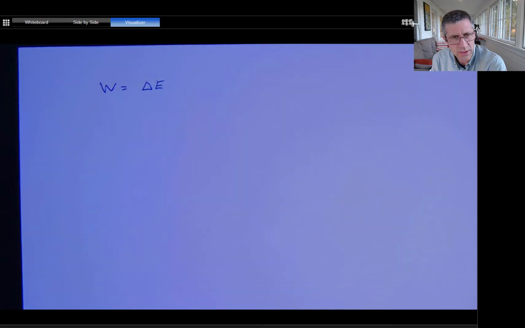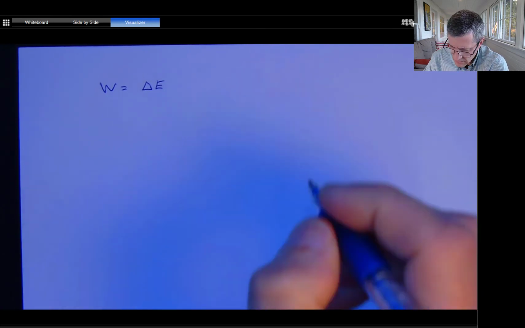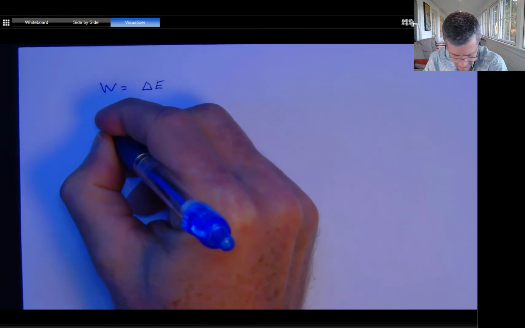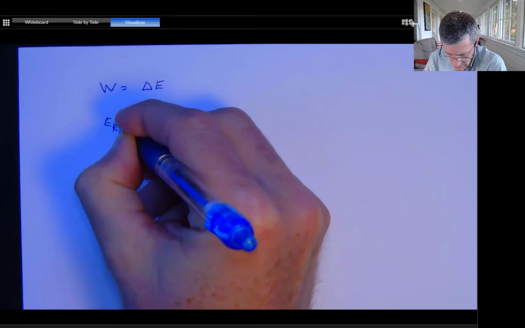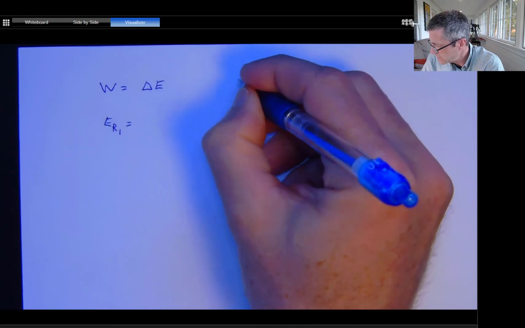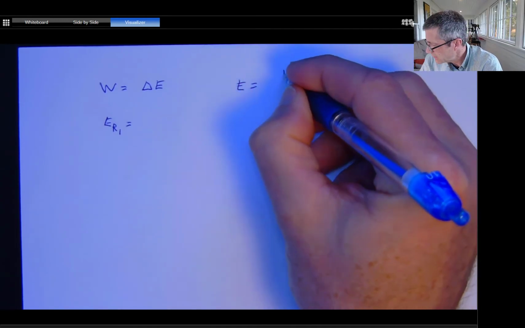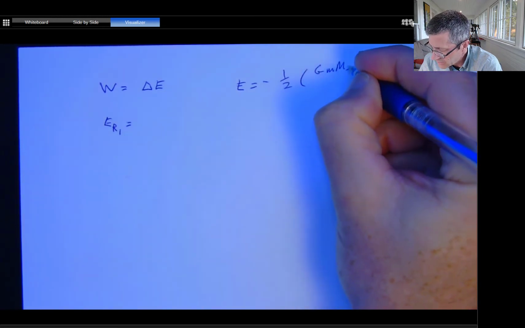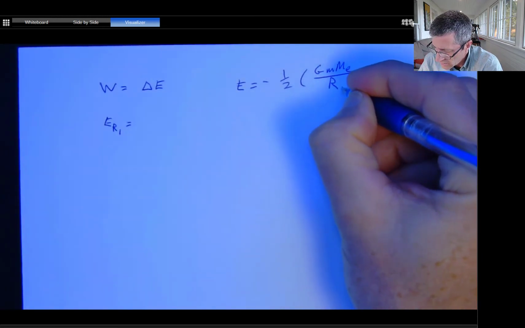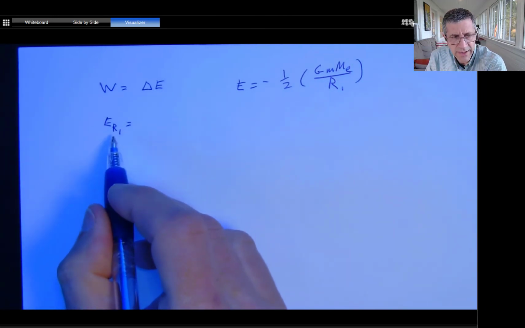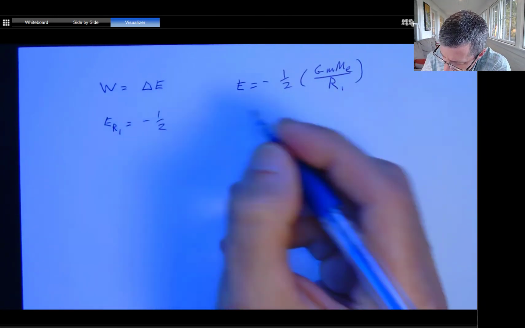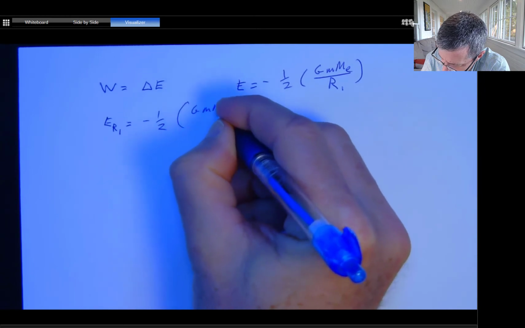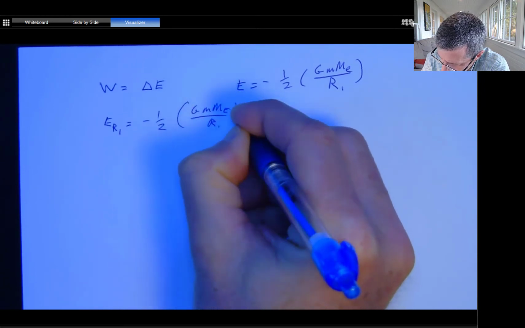So I have a value for work and I have an equation for energy. I just need to look at the energy at those two different scenarios. So the energy at R1, this is my general equation for energy that we already figured out: energy is negative 1/2 G M E over R1. So energy at R1 is negative 1/2 G M E over R1.